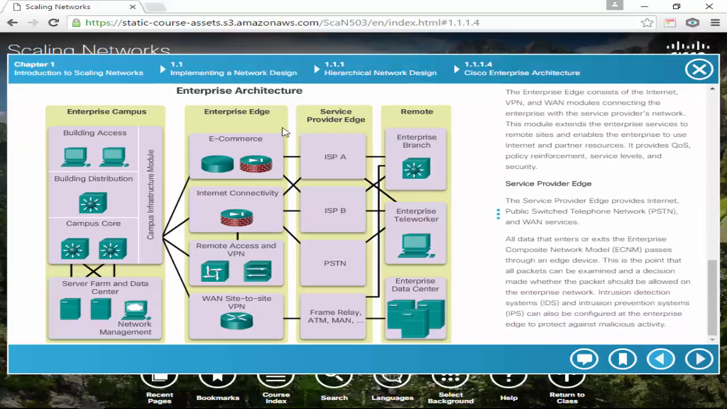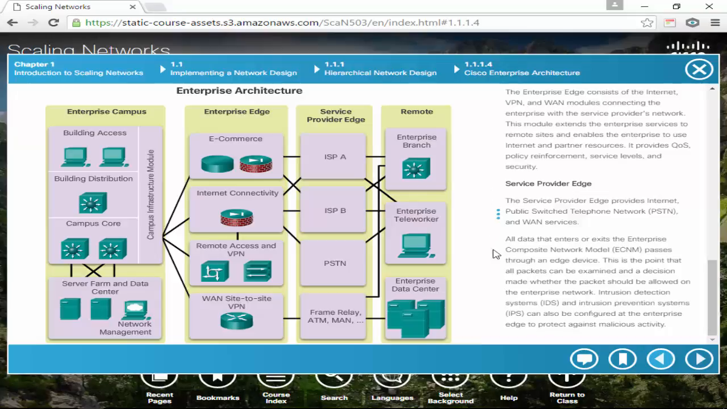Service provider edge. Oh, I didn't talk about this. These give us our different types of networking. Okay, here's where it's going to prove me wrong from what I said before. Remember, I said plain switch network. I can see already I'm wrong. The service provider edge provides internet, public switch telephone network. Alright, public switch, not plain switched.